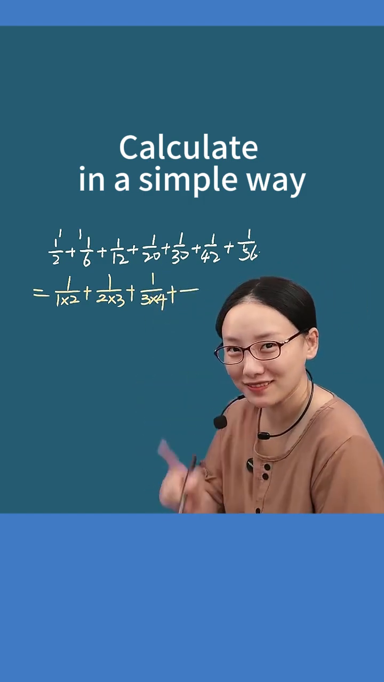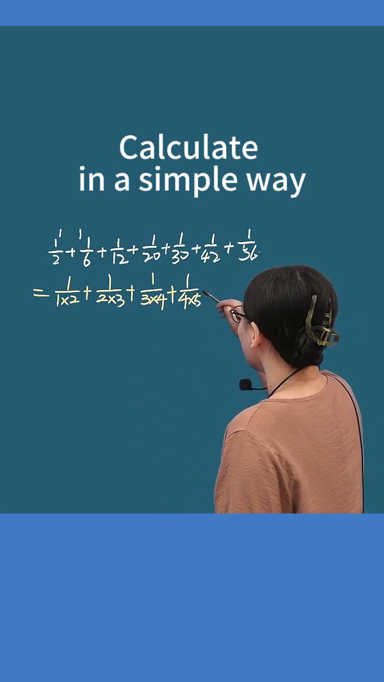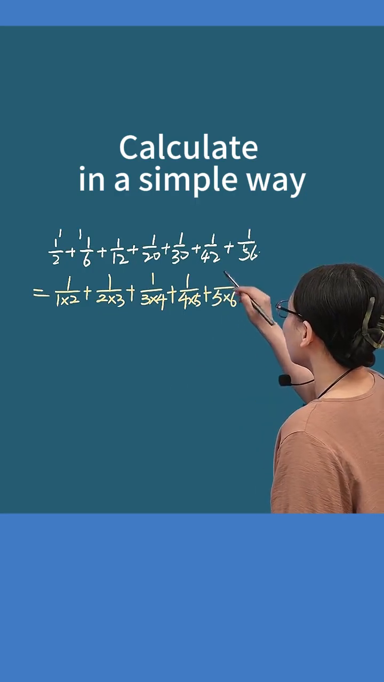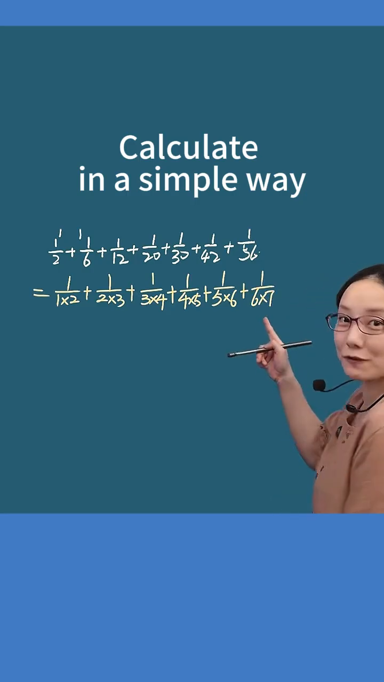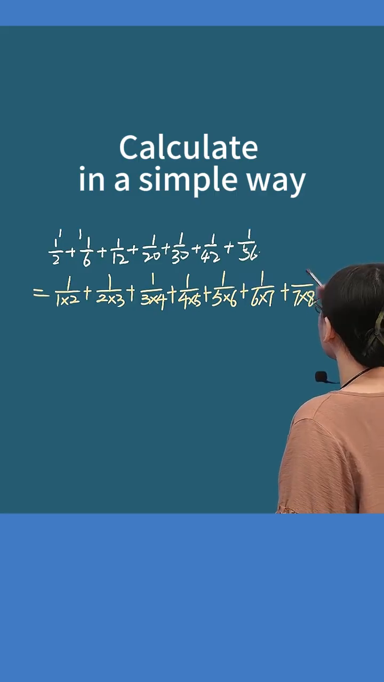Moving on, for the next fraction, you should know how to break it down by now. Break it into 1/(4 times 5), then the next one into 1/(5 times 6), and the one after that into 1/(6 times 7). And what about the next one? Break it into 1/(7 times 8).